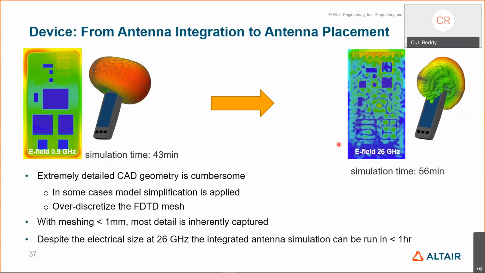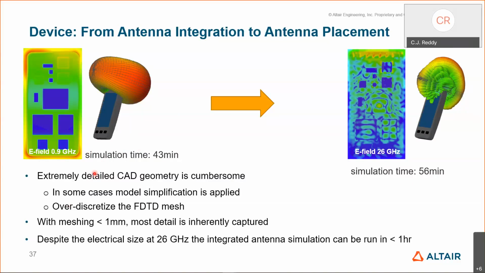We have done this at less than 0.9 gigahertz as well as 26 gigahertz. You can see that the simulation time is very, very close. That's because even though we're doing it at a lower frequency here, because of the details, you have to capture all the details. So this is something people who do computational electromagnetics or simulations have to keep in mind.